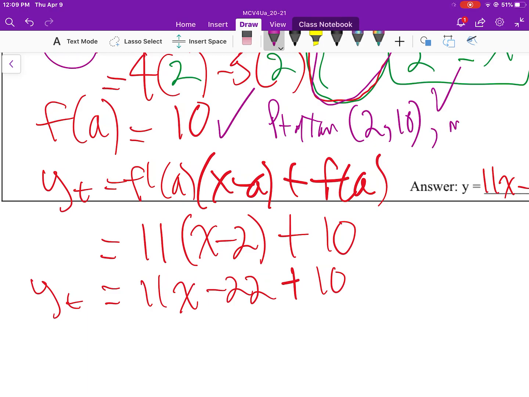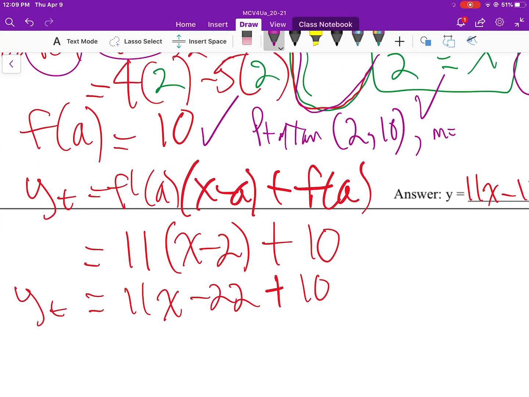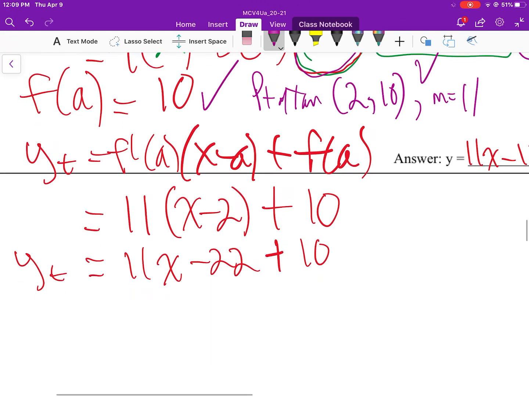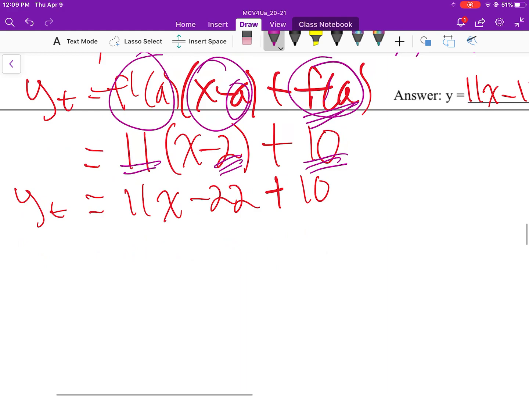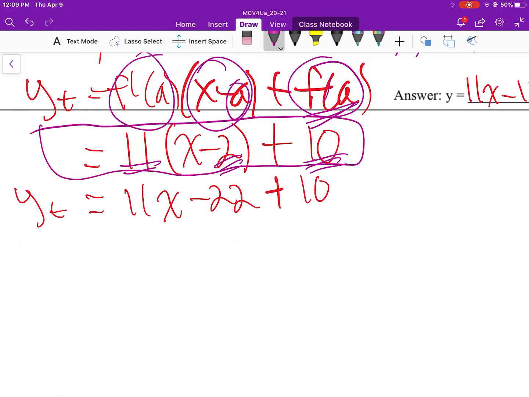And the slope of the tangent is 11, okay, which is f prime at a. So now I rewrite the tangent equation, and f prime at a is the slope, that's 11. The a value is 2, that's the x value at the point of tangency. F at a is the y value at the point of tangency, and that's 10. This is a perfectly fine final answer. I'm okay with that. In fact, I like it because it gives me an ordered pair that's on the line, 2, comma 10, and the slope is 11.